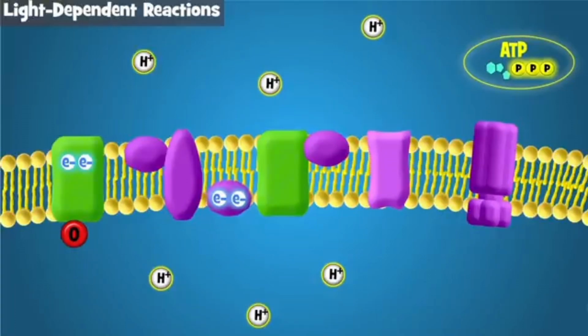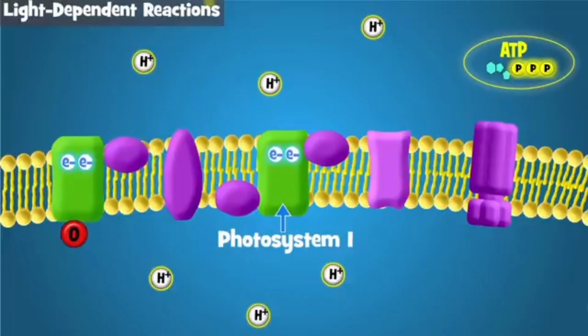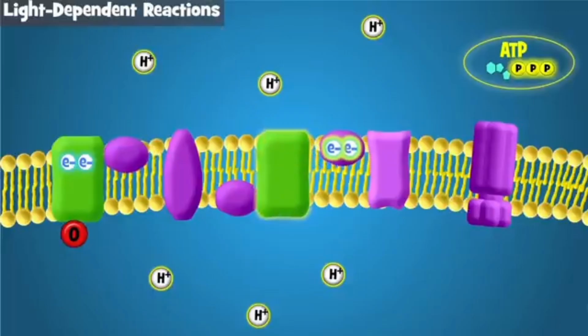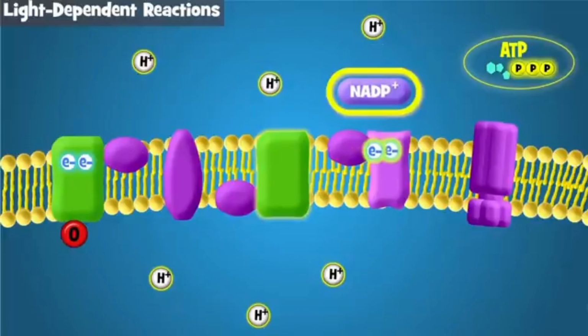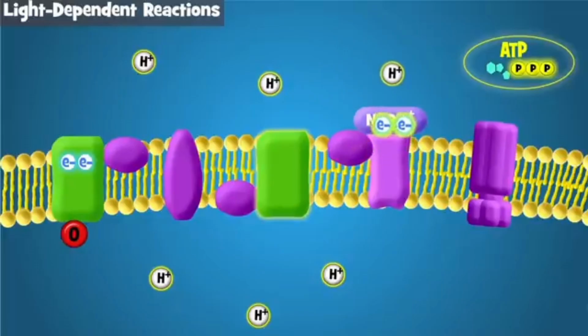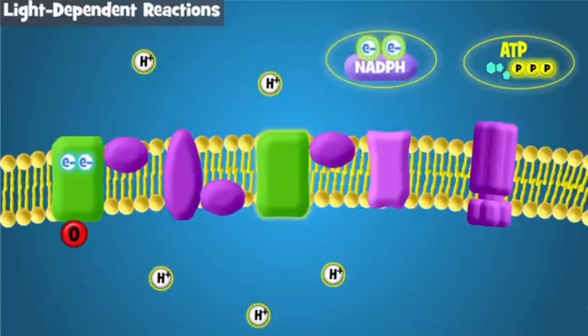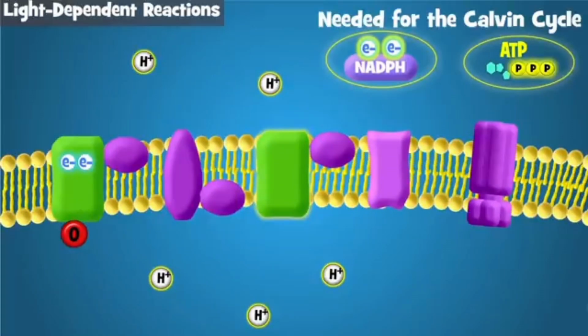When the electrons reach the end of this first electron transport chain, they go to photosystem 1, where light excites them once again. They travel down a second, shorter electron transport chain, where they are accepted by a molecule called NADP+. When it accepts the electrons, it also accepts hydrogen and becomes NADPH. NADPH is an electron carrier and is another key product of the light-dependent reactions. It carries electrons and hydrogens to the next set of reactions in photosynthesis, the Calvin cycle.